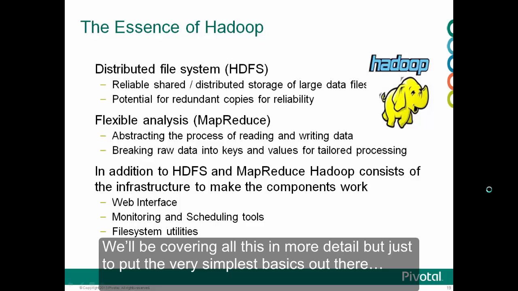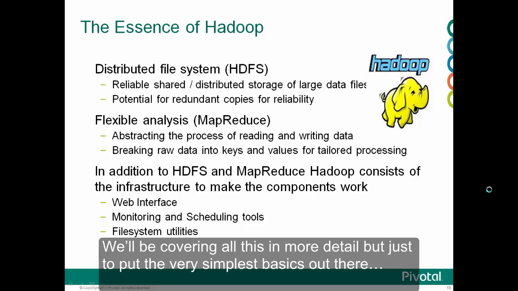Core Hadoop consists of two main components, a distributed file system referred to as HDFS and a flexible analysis engine referred to as MapReduce. HDFS is a shared distributed storage environment for large data files and has a potential for redundancy for purposes of reliability and the availability of data. MapReduce abstracts the processes of writing to and reading data from files stored in HDFS. It breaks raw data into basically key and value pairs for tailored processing requirements.